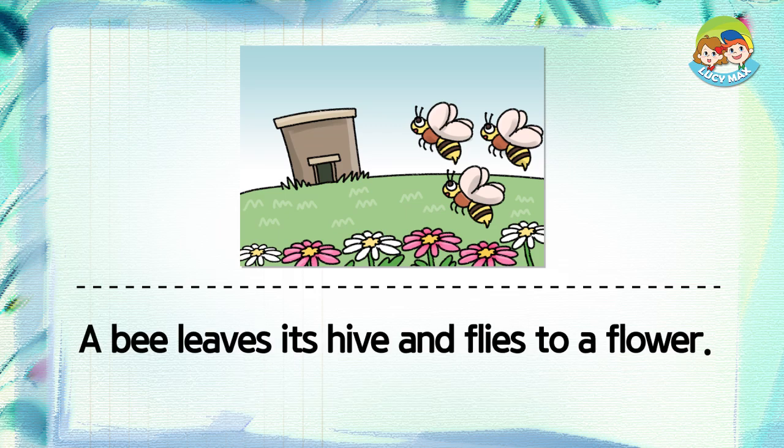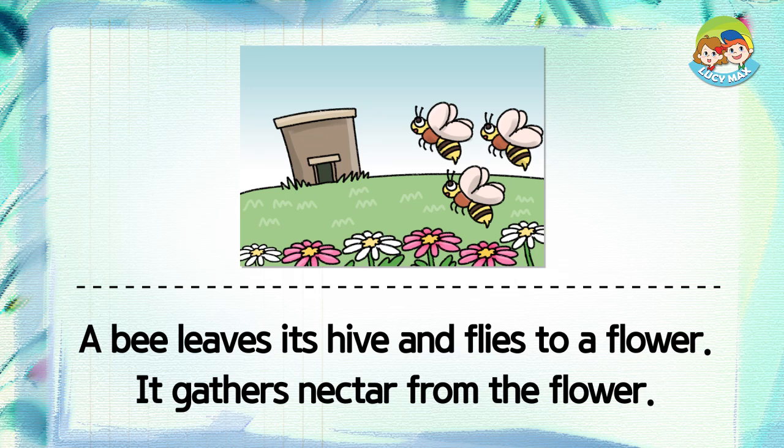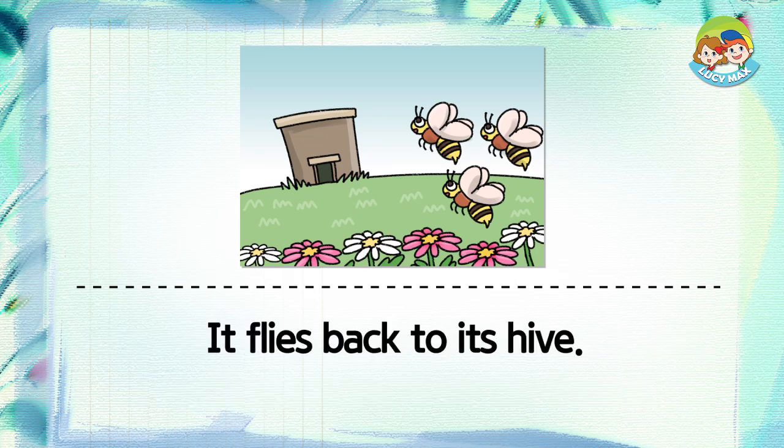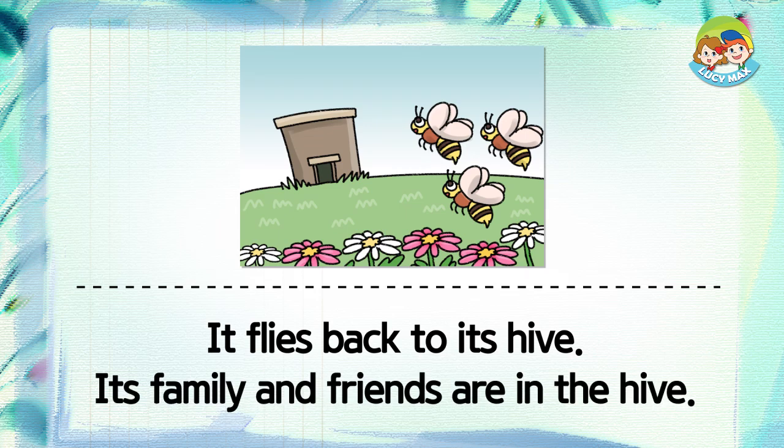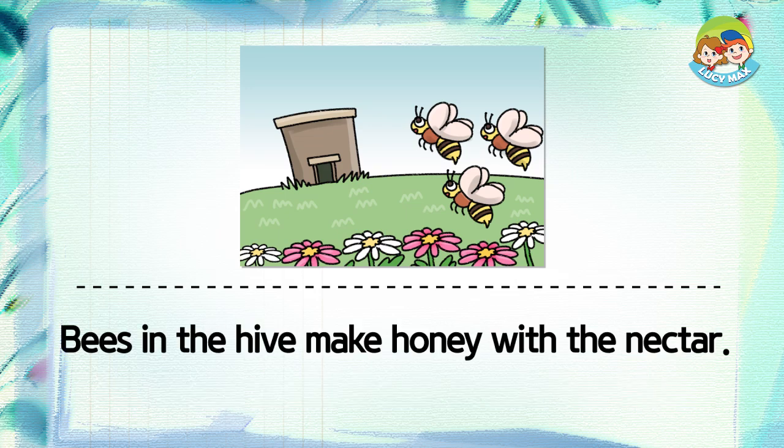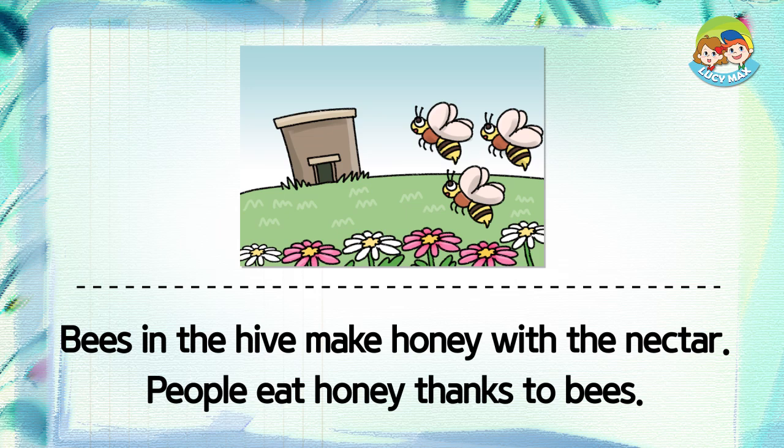A bee leaves its hive and flies to a flower. It gathers nectar from the flower. It flies back to its hive. Its family and friends are in the hive. Bees in the hive make honey with the nectar. People eat honey thanks to bees.